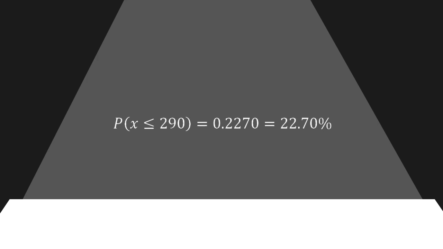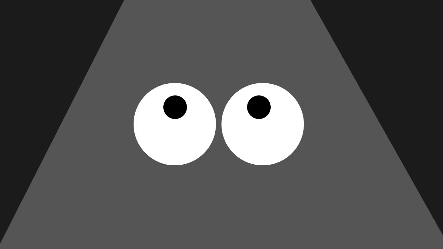0.2270 or 22.70%. This means that there is a 22.70% chance that a light bulb would have an average life of no more than 290 days. You give this answer and the figure properly screws on the dimly lit light bulb to reveal your math teacher, pranking you for sleeping in his class.